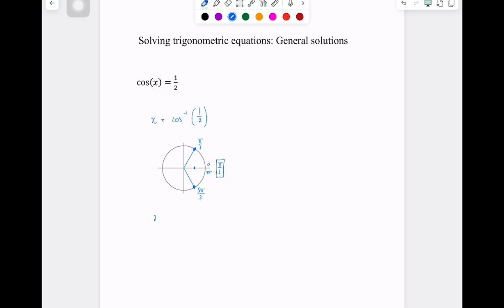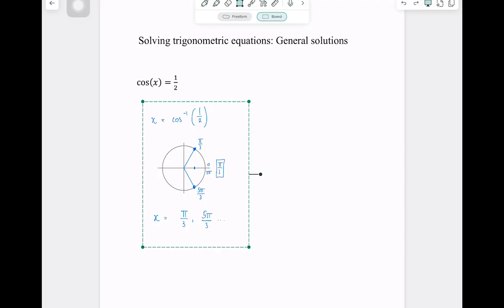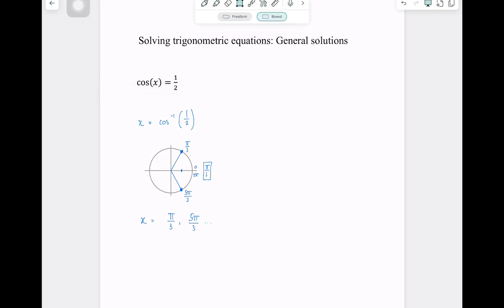So we have pi on 3 and 5 pi on 3, but they can go on forever. The question is, how do we get all of the solutions to come out? In this case, we will need to use the idea of the period. And the period for a sine or cos graph is 2 pi.